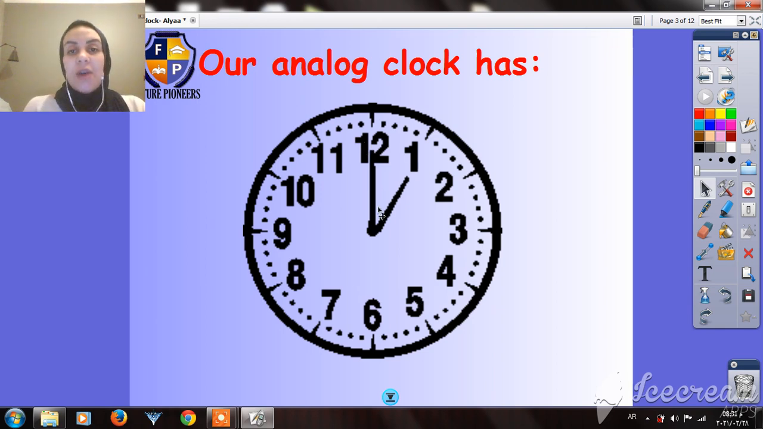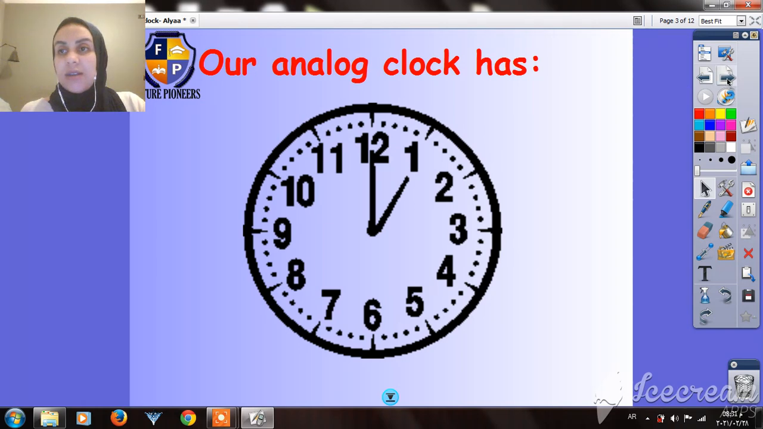Okay? Okay, the clock has two arms, one long and one short. The long arm tells us the minutes, and the short arm tells us the hours. So as you see here, the short arm is pointing to number 1 and the long one is pointing to number 12. When I see the long arm pointing to number 12, it means that it's 1 o'clock.